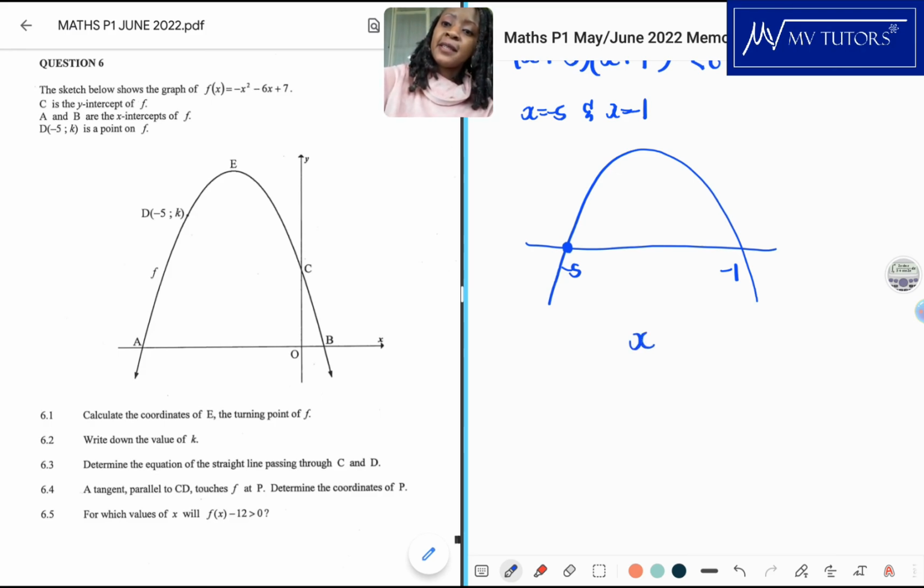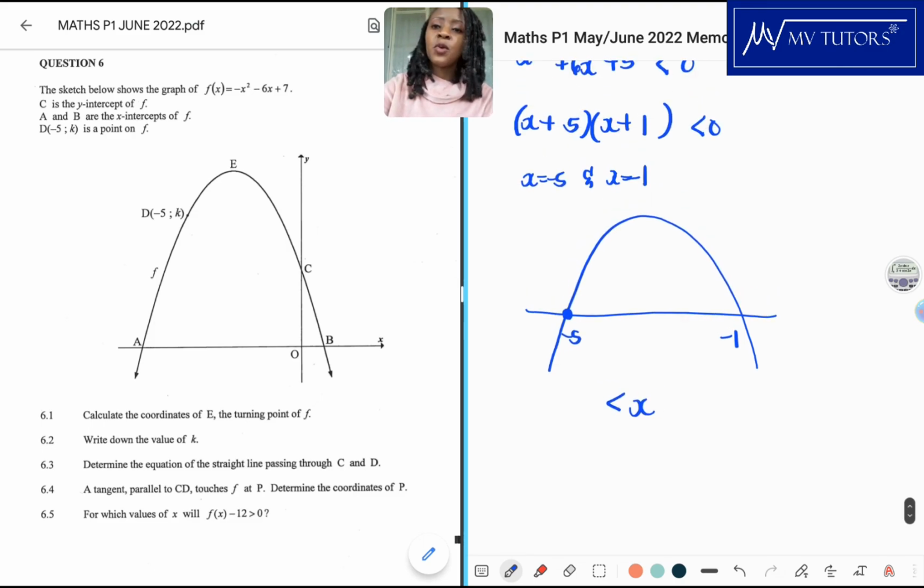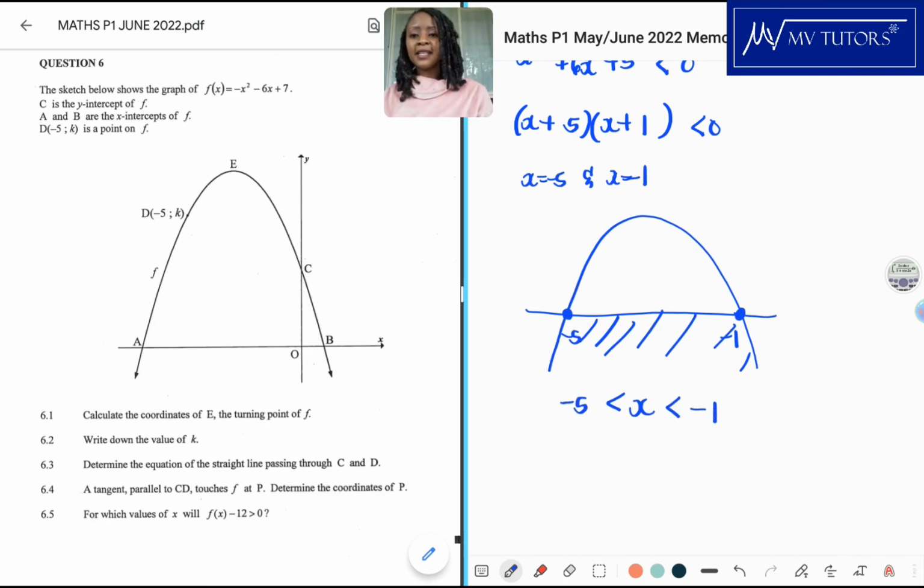Okay, so basically, because they are smaller than 0, I am looking here. So basically x is bigger than -5, x is smaller than -1. Maybe I shouldn't say they're equal to, they're just smaller. So basically x is in between -5 and -1, and we can leave it there. Okay, and that is the end of question 6. I'll see you again at question 7.